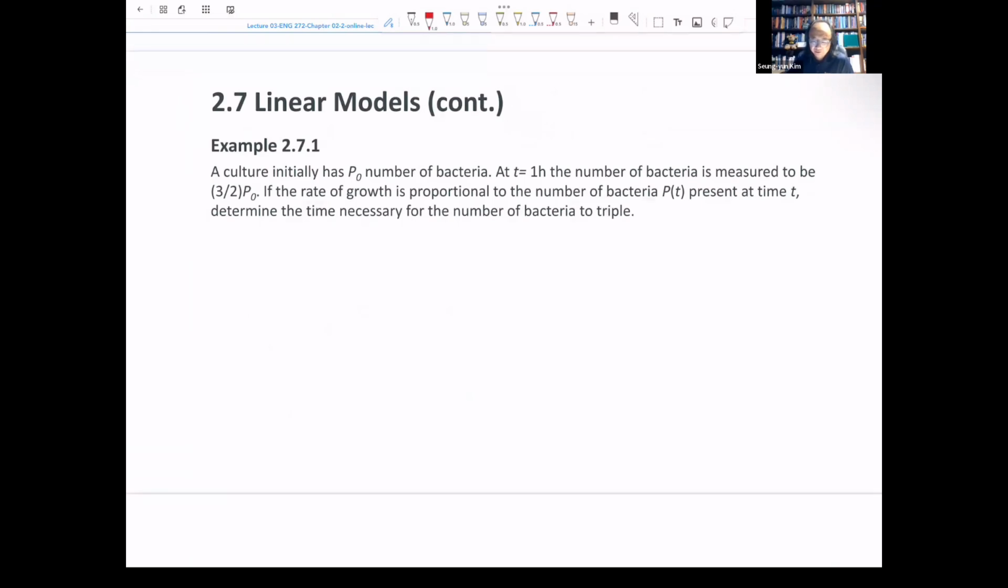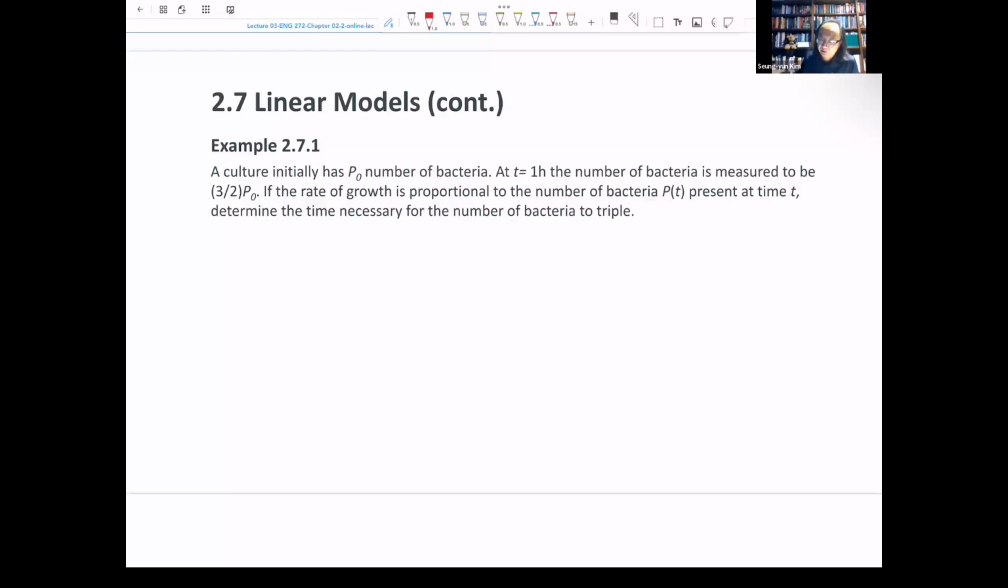So a culture initially has P sub 0 number of bacteria. At t equals 1 hour, the number of bacteria is measured to be 3 over 2 times P naught. So P naught is the initial one, and 1 hour later, we have 3 over 2 times P naught number of bacteria. If the rate of growth is proportional to the number of bacteria P of t present at time t, determine the time necessary for the number of bacteria to be tripled.